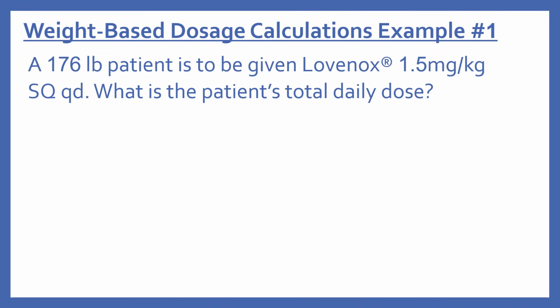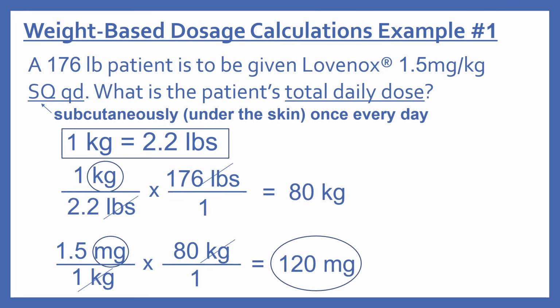So now we're going to look at some examples. So example 1, a 176-pound patient is to be given Lovenox 1.5 milligram per kilogram SQ/QD. What is the patient's total daily dose? So the medication we're working with here is Lovenox. Its generic name is enoxaparin, and it's a low molecular weight heparin blood thinner to treat or prevent blood clots. So we're giving it 1.5 milligrams per kilogram SQ/QD. SQ stands for subcutaneously, that means under the skin, and QD is once every day.